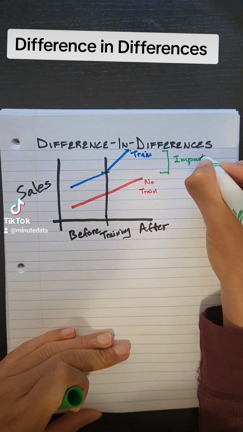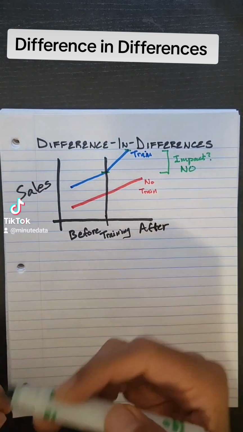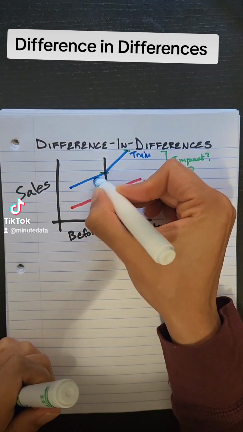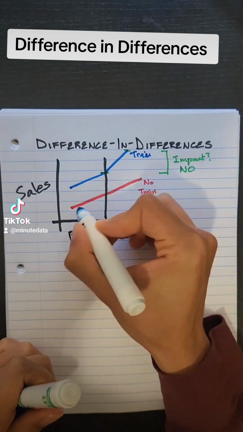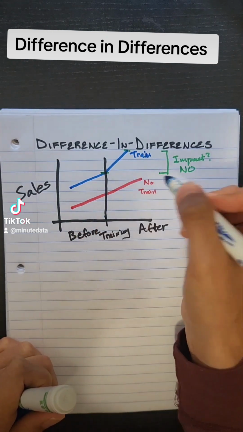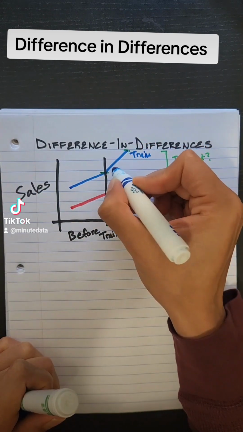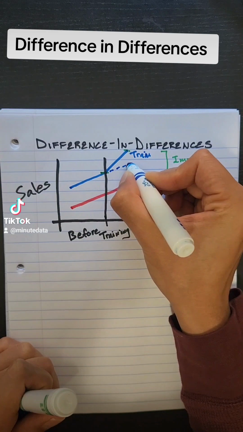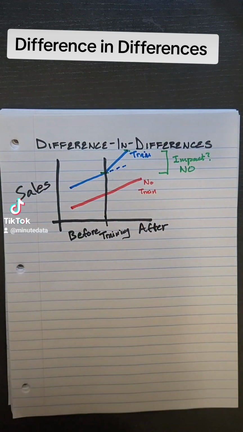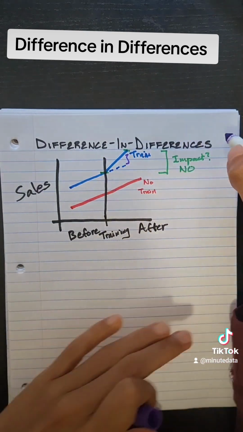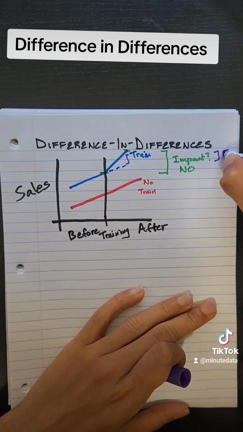Do we consider this the impact? No. So what would happen had there not been any training? If there weren't any training, we already notice that there is an increase in sales overall. If we look at the no training folks, they increased even without any training. So notice that the no training and the training group had very similar trends beforehand. So we expect the training folks to also increase, say that amount. So the true impact of this training program is actually here in purple. Let's say impact, yes.